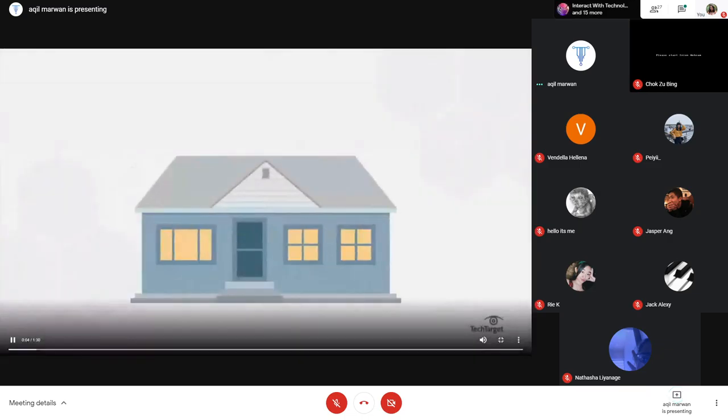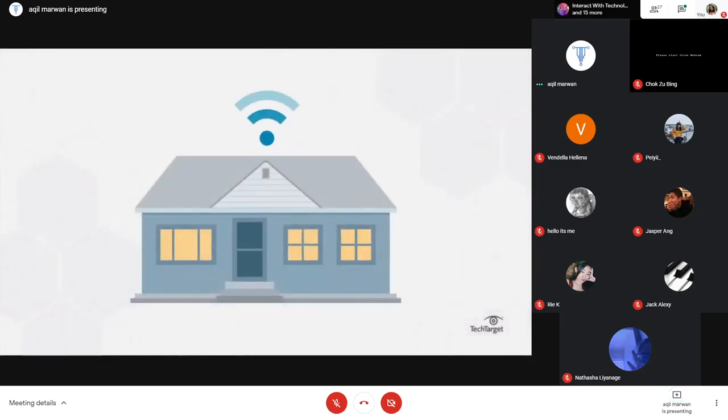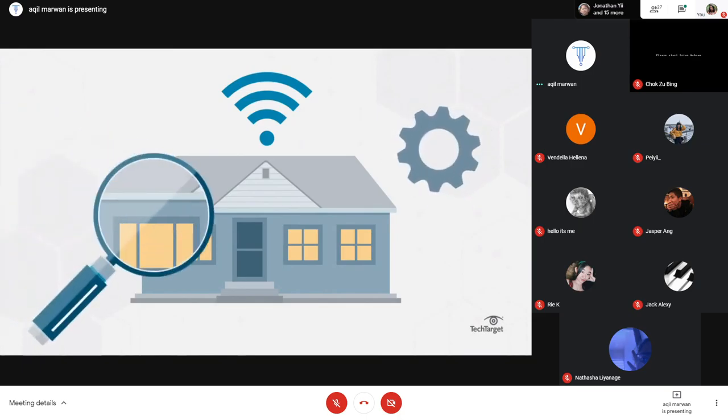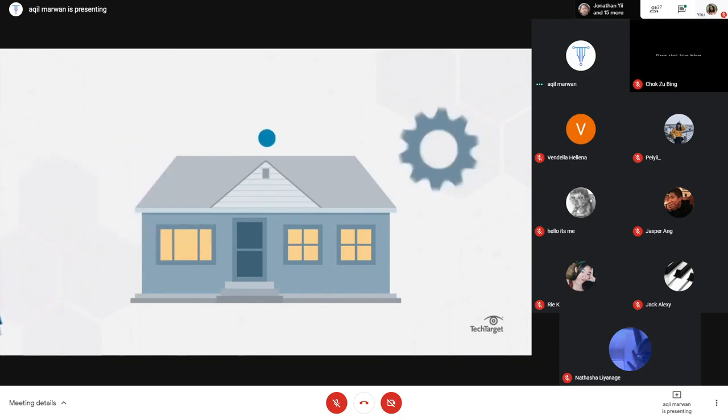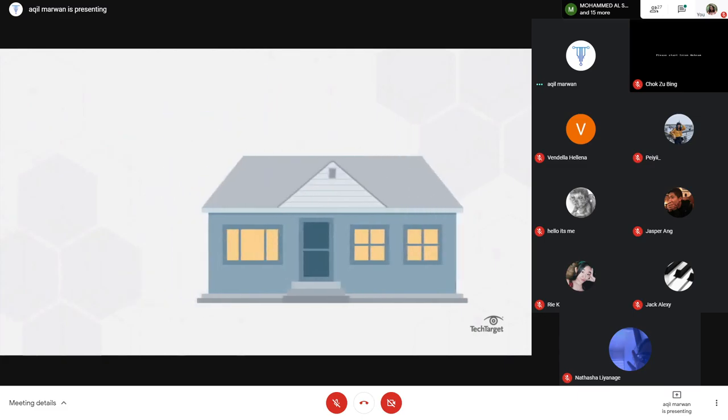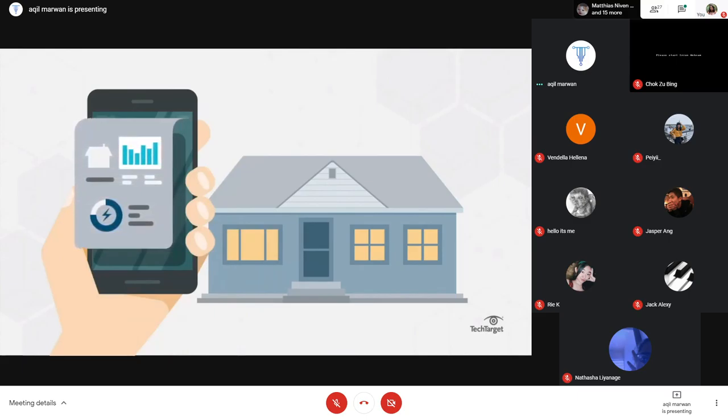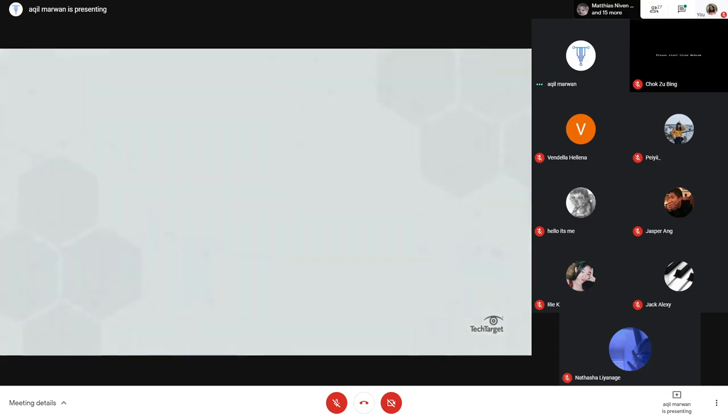A smart home or building uses devices connected via the internet to allow for remote monitoring and management of appliances and systems. Smart home technology, also known as home automation, provides homeowners with added security, convenience, and energy efficiency. It allows them to control smart devices simply with an app on their smartphone or other networked device.